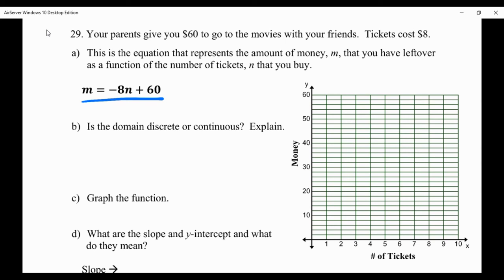So the reason that the slope is negative, the price of tickets is negative, is because we're spending that amount each time we buy a ticket. So each time we buy a ticket, we'll have $8 less left over.